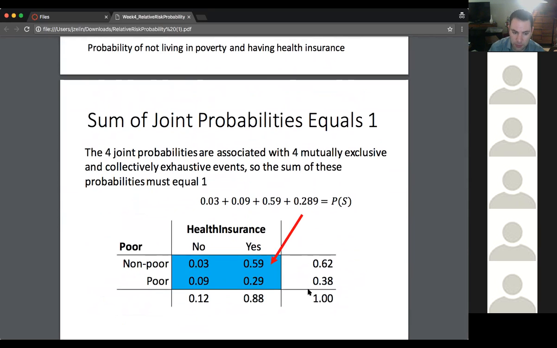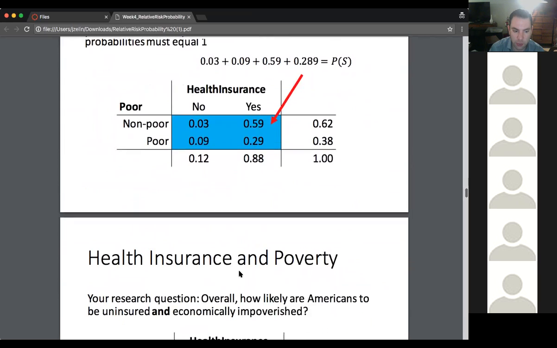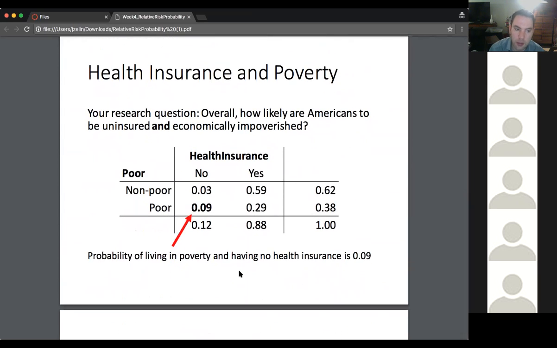So if you add up the marginal totals across, you're going to get 1, and if you add up all of these joint probabilities within the box, you're also going to get 1. So the research question that we were asking is, how likely are Americans to be both uninsured and economically impoverished? Here we could just look at those who are poor and those who do not have health insurance and find the corresponding value here, which we see is 0.09 or 9%. So we can say the probability of living in poverty and having no health insurance is 9%.